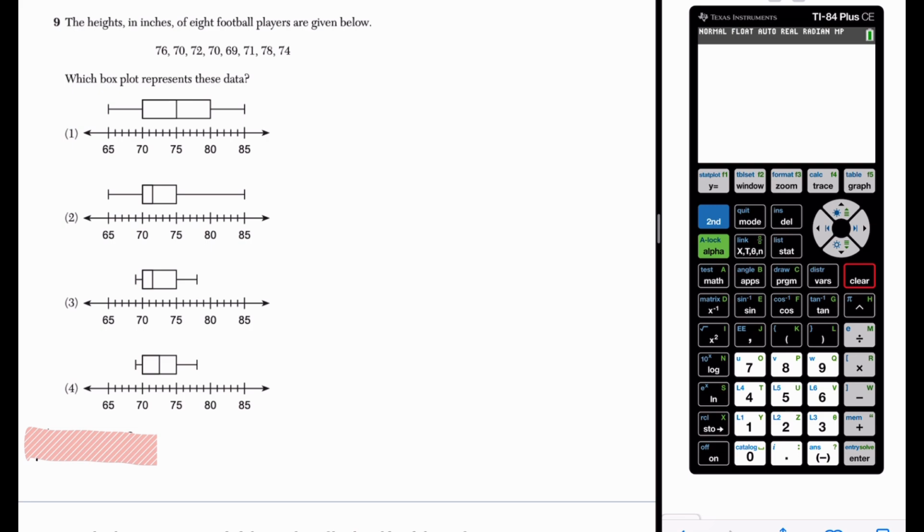Let's look at number 9. We have a box and whisker plot. The answer is 3. Stay here if you need a breakdown, and let's jump right in. So what are the important parts for a box and whisker plot? Most kids are automatically just going to use their calculators for this. So let's make sure you know what the key information is.